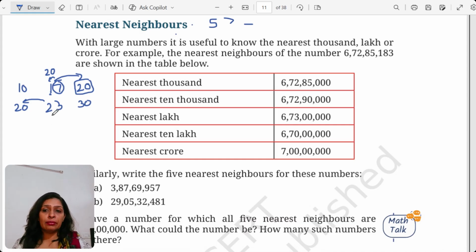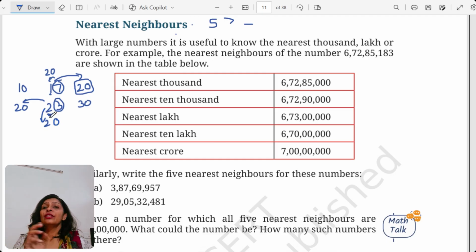Similarly, if the number is now 23, 3 is less than 5. Since it's less than 5, we can understand it as a weaker, smaller number, and it will not impact the next number. So it will bring no change to the next number. Means this number will remain 2 only. So it is 2 and this 0. So by rule, we can go like this.